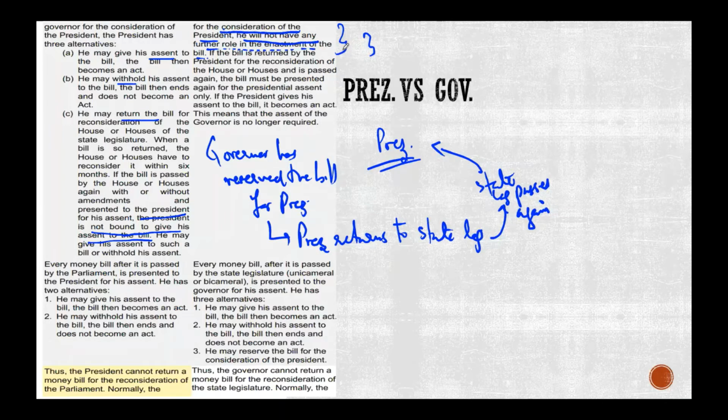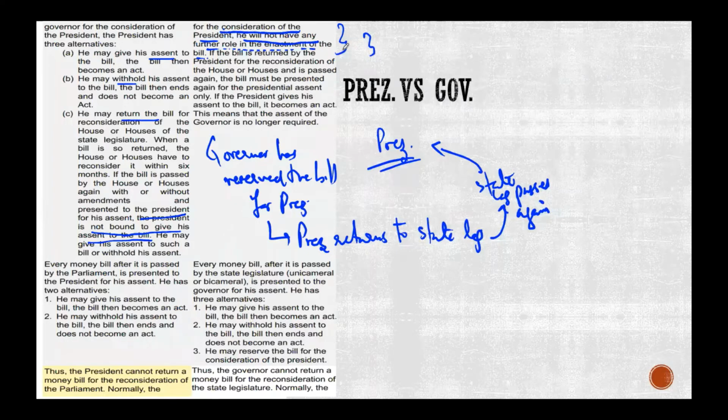Now these are for your ordinary bills. Ordinary bills are like general bills. However, there are certain bills called money bills. There are different types of money bills. We'll take a look at it when we talk about the Parliament chapter. But what are money bills?